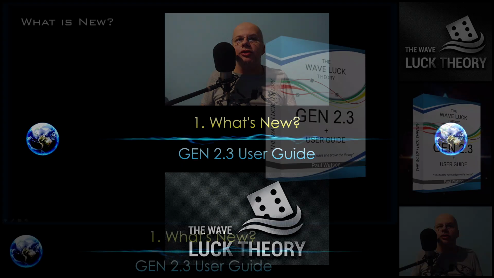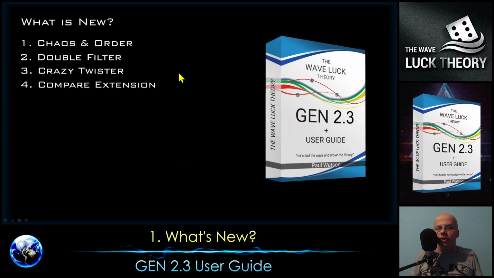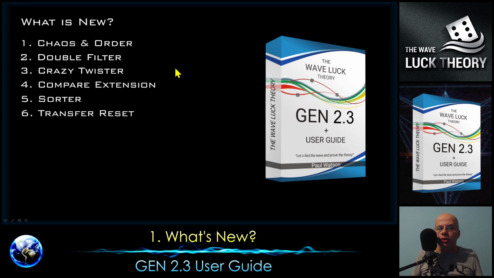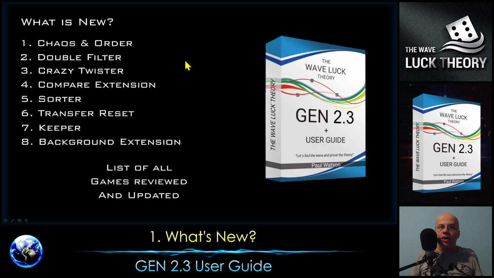So let's get started. There are 8 new functions and features, starting from Chaos, moving to Keeper and ending with Extended Background. Plus the entire list of games was reviewed and updated. I'll walk through each function and feature one by one, and you'll see how they are intertwined as we go along.